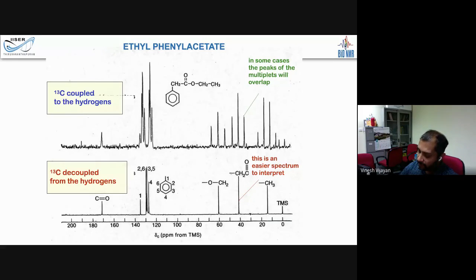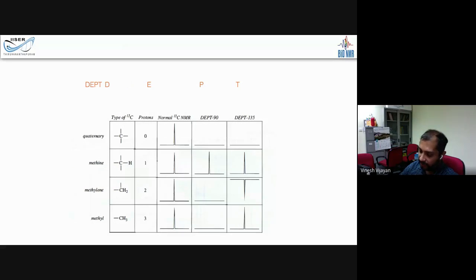So that information is lost when you do this decoupling. How do you get that information back? That is done with something called DEPT, distortionless enhancement by polarization transfer. The DEPT experiment is a multi-pulse NMR experiment where you do either DEPT 90 or DEPT 135 to find out whether it is methine, a single H, methylene, which has 2 hydrogens attached, or methyl, which has 3 hydrogens attached.